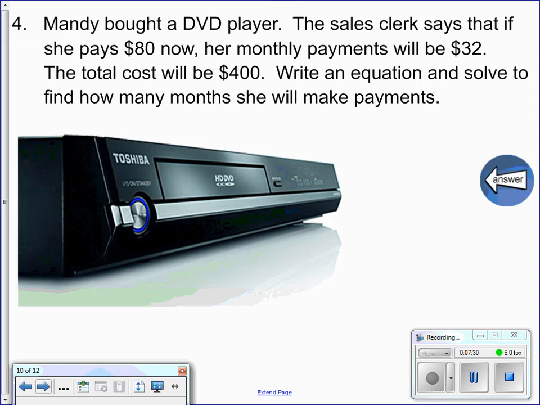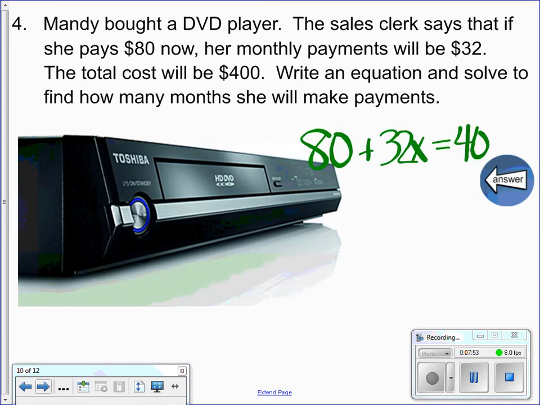Mandy bought a DVD player, and the sales clerk said that if she pays $80 now, her monthly payments will be $32. The total cost will be $400. Write an equation to solve to find how many months it will take to make her payments. So she pays $80 up front, and then she pays $32 a month, and her total is $400.